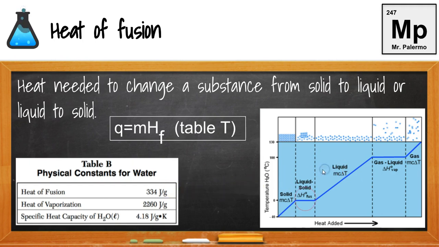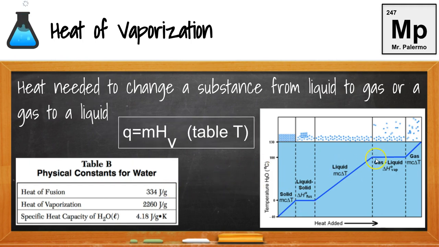Looking at the next phase change, going from a liquid to a gas or a gas to a liquid, this is called the heat of vaporization, and the equation is Q equals mHv, where m is the mass and Hv is the constant heat of vaporization. So the heat of vaporization is the heat needed to change a substance from a liquid to a gas or a gas to a liquid.